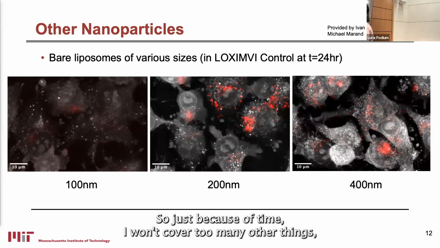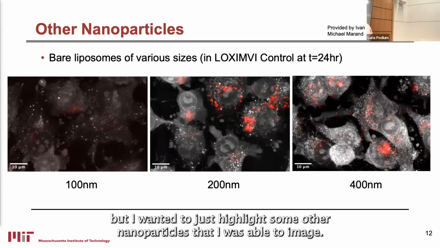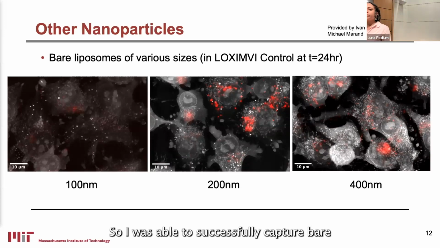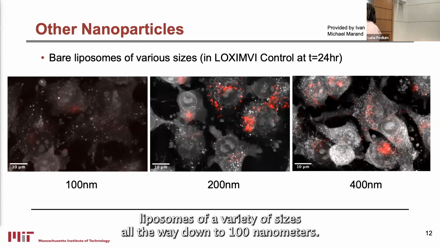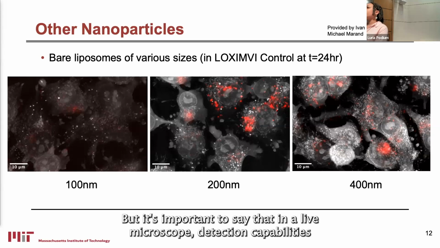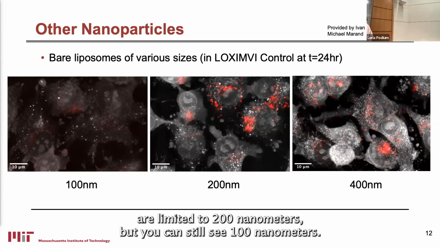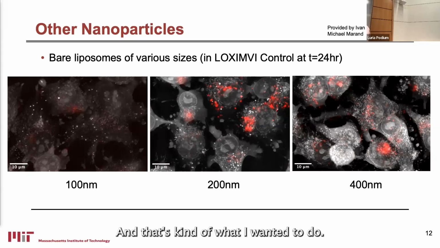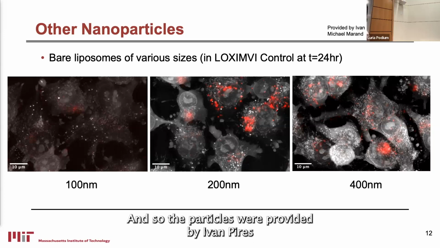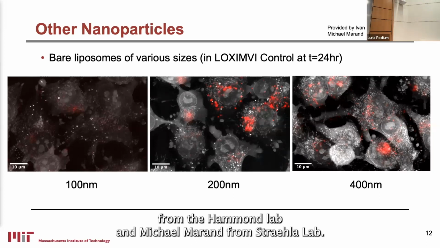So just because of time, I won't cover too many other things, but I wanted to highlight some other nanoparticles that I was able to image. So I was able to successfully capture bare liposomes of a variety of sizes, all the way down to 100 nanometers. But it's important to say that NanoLive's microscope detection capabilities are limited to 200 nanometers, but we can still see 100 nanometers. And that's what I wanted to try. So these particles were provided by Ivan Pierce from the Hammond Lab and Michael Moran from the Straehla Lab.